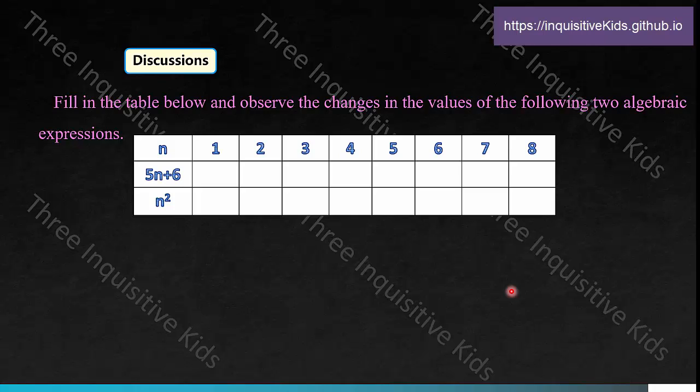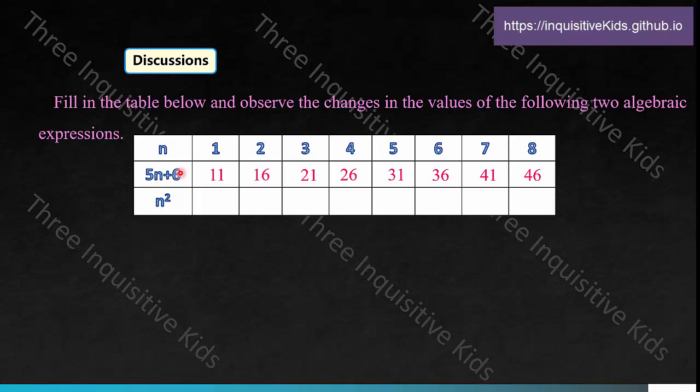So let's discuss. Fill in the table below and observe the changes in the values of the following two algebraic expressions. Okay, so over here we have 11. And these are basically just the same thing as the machines we saw earlier on, except that it was in this table form. So this is going to be 11, 16, 21, 26, 31, 36, 41, and 46.